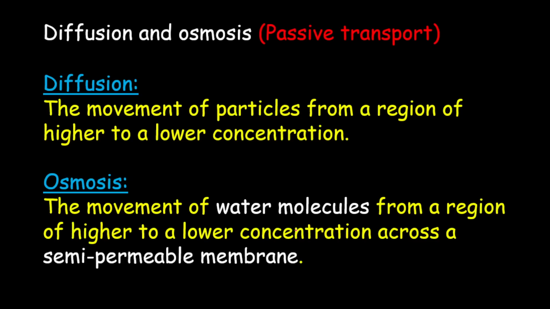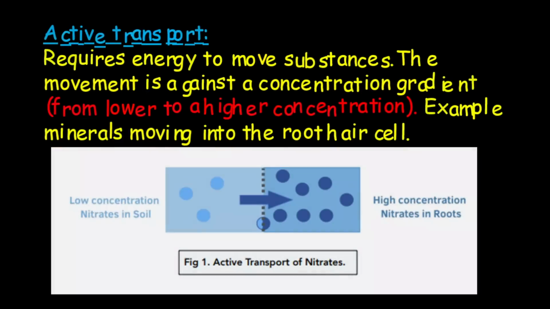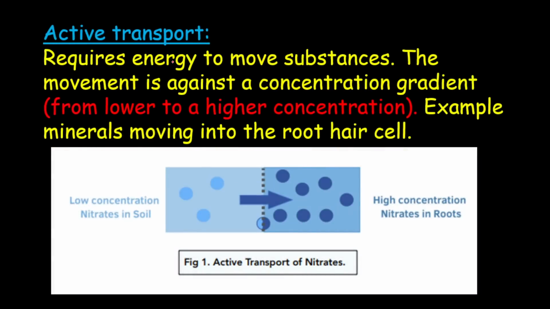In other words, to make it very simple, it is the movement of particles from where there are a lot of that particle to where there's less of that particle. Active transport now is the opposite of passive transport. In active transport, energy is required to move substances. That's why it's called active, the requirement of energy. The movement is against a concentration gradient, which means it's moving from a lower concentration to a higher concentration.